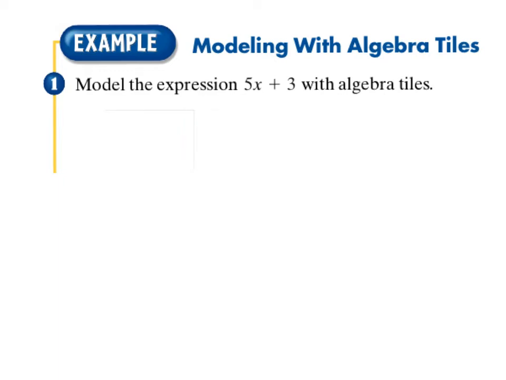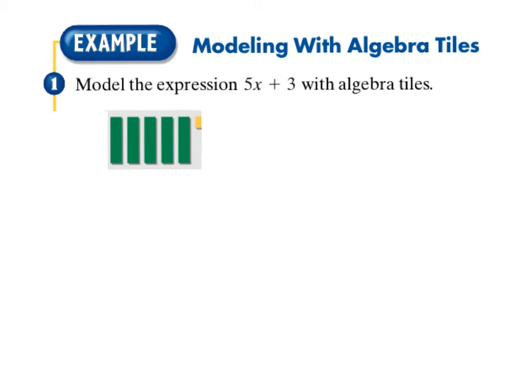So if we're looking for 5x plus 3, we want 1, 2, 3, 4, 5 green bar algebra tiles for our variable, and 1, 2, 3 yellow square tiles for our non-variable number. So this is just a model of 5x plus 3. You don't have to solve anything, you don't have to figure anything out. It's just a model of the expression. And plus, this lets you visually see that those two things cannot go together. They're not the same thing. I cannot add the green bars and the yellow squares together. It just doesn't work. So let's look at another one.